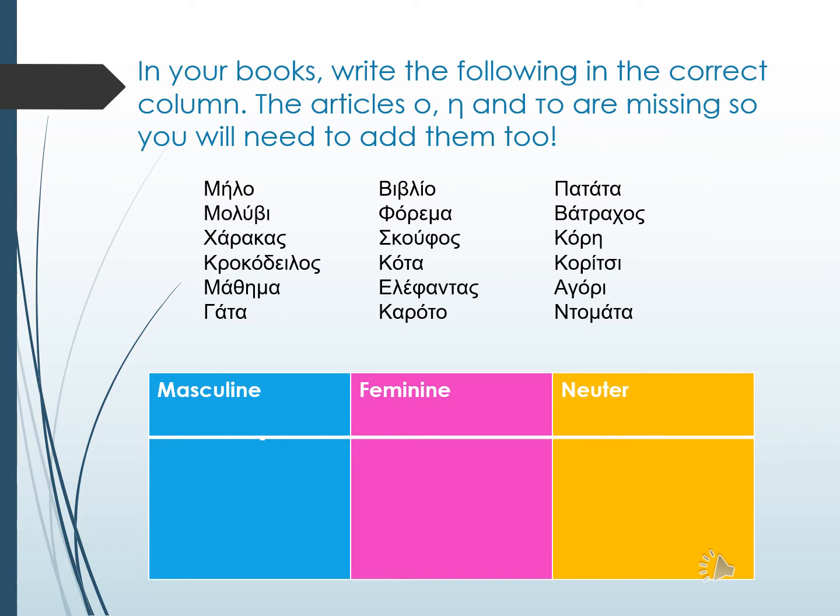Now, I want you to work individually and draw up a table in your book, much like what we have here below, and you are going to write the appropriate word in the appropriate column. So, Milo. What column would Milo go to? Would it be masculine, feminine, or neuter? That's right, it would be neuter, Milo. But what article do we need? To Milo. Well done.